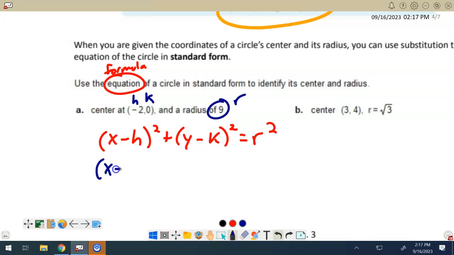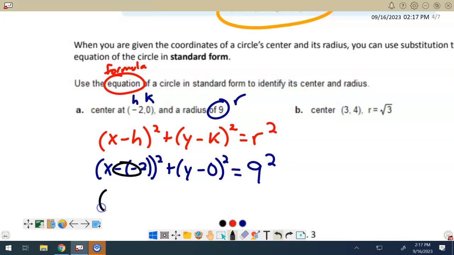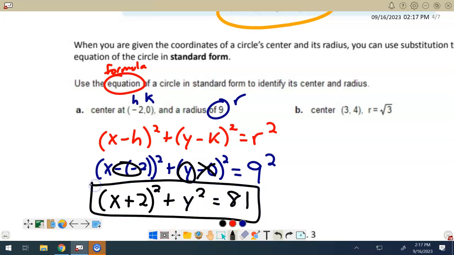So we're going to have x minus h, which is -2, squared, plus y minus k, which is 0, squared, equals r squared. And in place of r, we're putting 9. So we get 9 squared. I'm jumping ahead here, minus a negative becomes plus, is what I was trying to say. So I get (x + 2) squared. Here, the 0 just drops out, so all I have is just y squared, so I don't need the parentheses anymore. And then 9 squared is going to be 81. And so that would be the equation of a circle with a center at -2, 0 and a radius of 9.